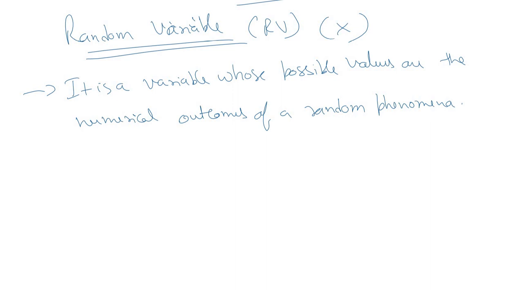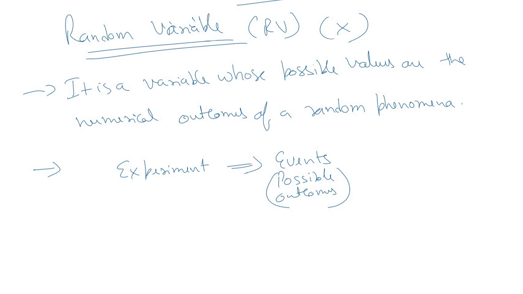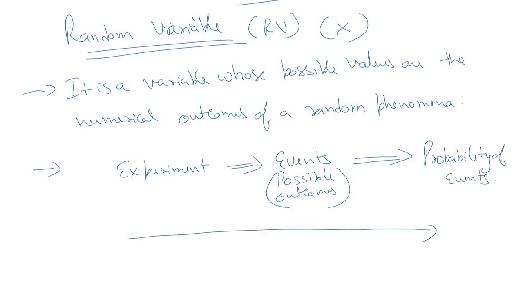What does this mean? Now when we perform any experiment, the possible outcomes are known as events of that experiment, right? The possible outcomes. And further, what we can do is we can find the probability of those events. So this chain of process helps us in analyzing a random variable.